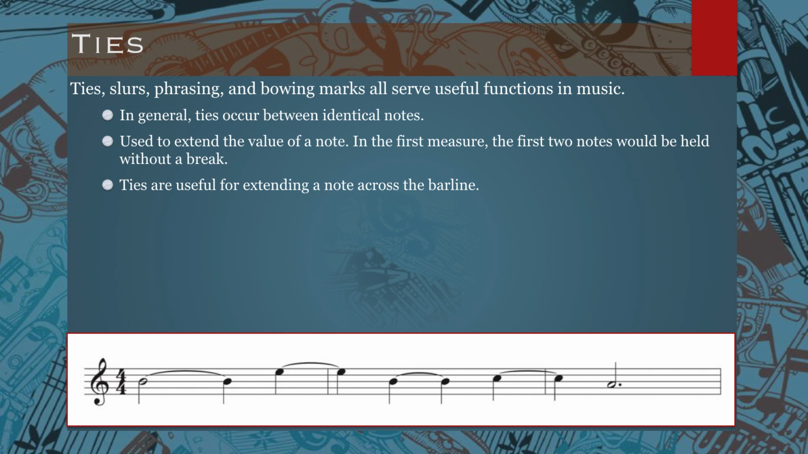So now, just to make sure you understand this, ties, slurs, phrasing, and bowing marks all serve useful functions in music. In general, ties occur between identical notes. They will actually always occur between identical notes. They're used to extend the value of a note. In the first measure, the first two notes would be held without a break. So they'd be held for a total of 3 beats. You don't necessarily know your note values yet, but once you understand your note values, then you'll understand how it's held for 3 beats. Ties are also useful for extending a note across the bar line. So that's what you should know about the tie. Those are the 3 main points there.